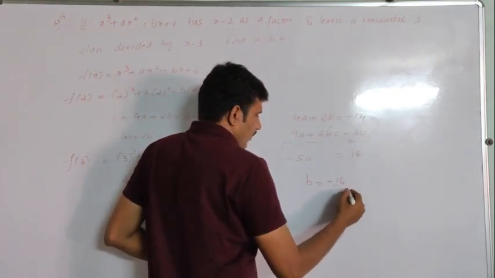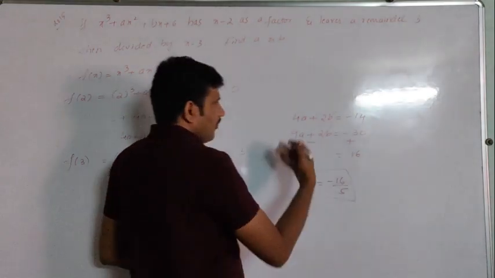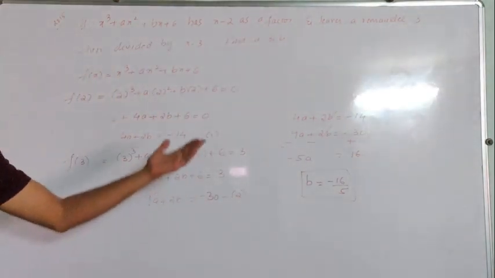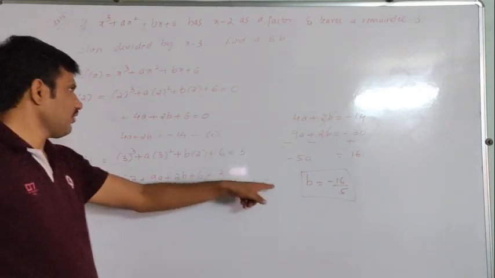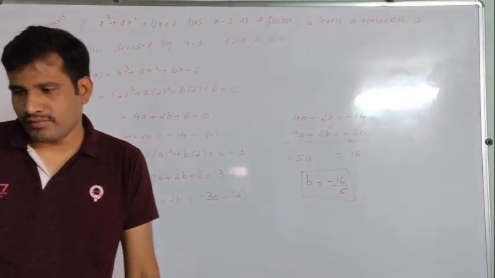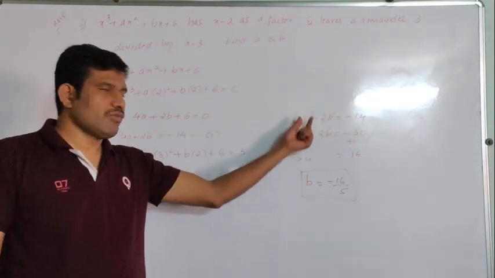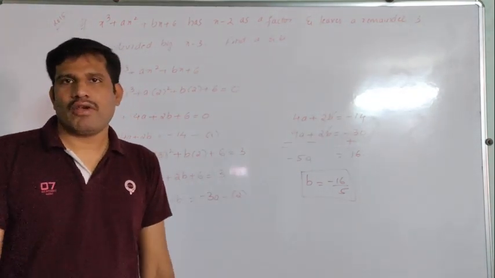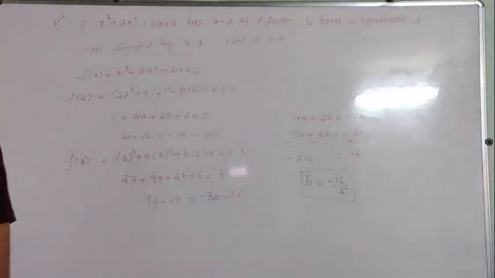Minus 16 by 5. Now substitute that b value in any equation, we will get the value of a. Already you know this. So that we already did. Will you do this? Substitute this b value in any equation and find the value of a. Right, so write it fast. Find the value of a by using that b value.